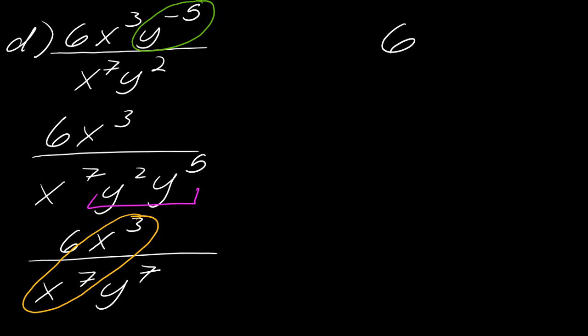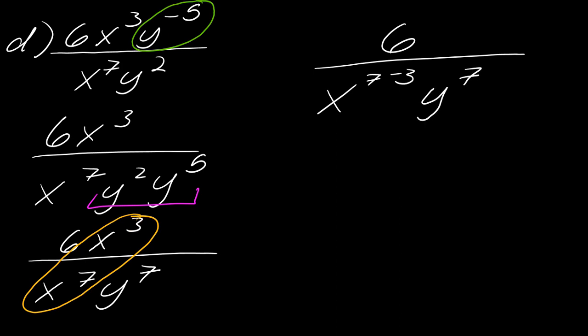So I've got the 6 is going to stay on the top. There are more x's in the bottom. So this was x to the 7th, and I'm going to subtract the 3 away from it. So I'm going to subtract this exponent, and then I've still got the y to the 7th. So this is a trick you can always count on. If there were more x's on top, then the final answer and the subtraction would go on top. This is a little shortcut that I think is super, super handy.